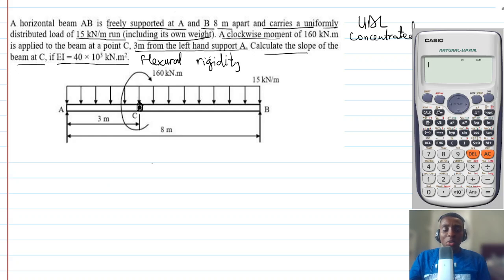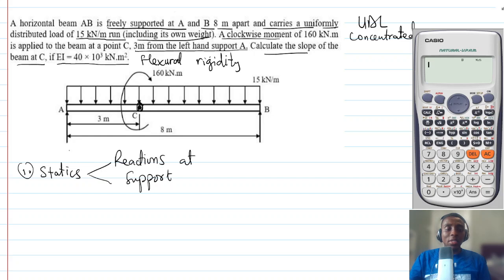Whenever you are given a question like this, the first step is to look at the statics. What is statics here? First of all, solve for the reactions at the support. I'm going to assume that there is RA, the reaction at A here, and then there is RB, the reaction at the support B here.